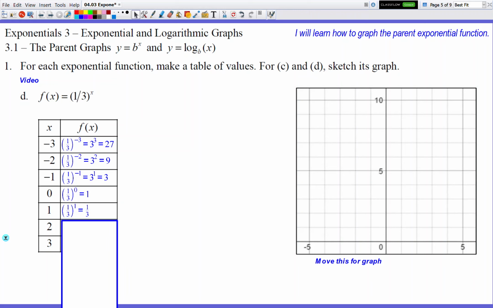Okay, come on. All right, there you go. So you're going to plug in a 1, so you're going to get 1/3. You're going to plug in 2, so you get 1/9. You're going to plug in 3, so you get 1 over 27.